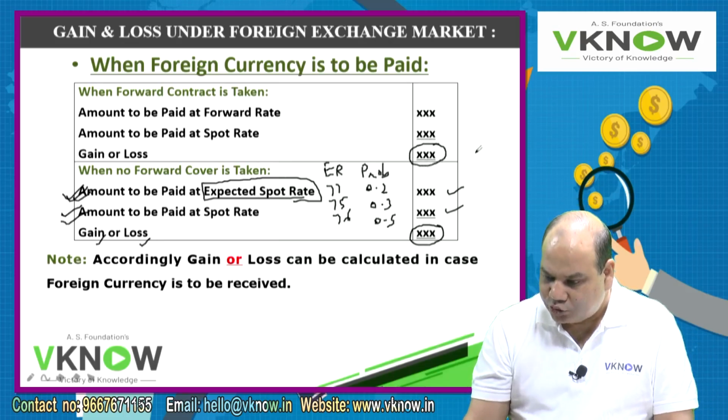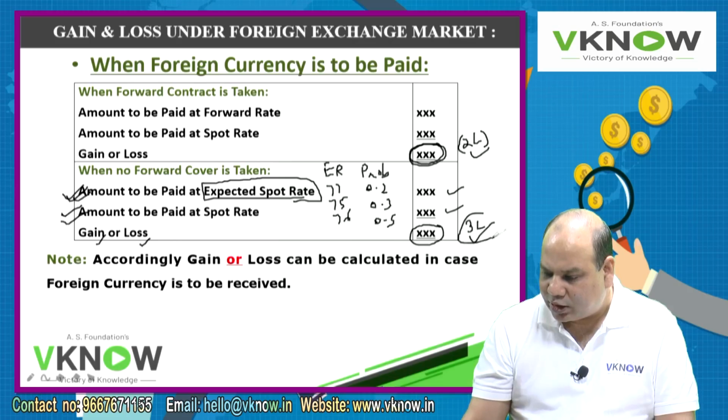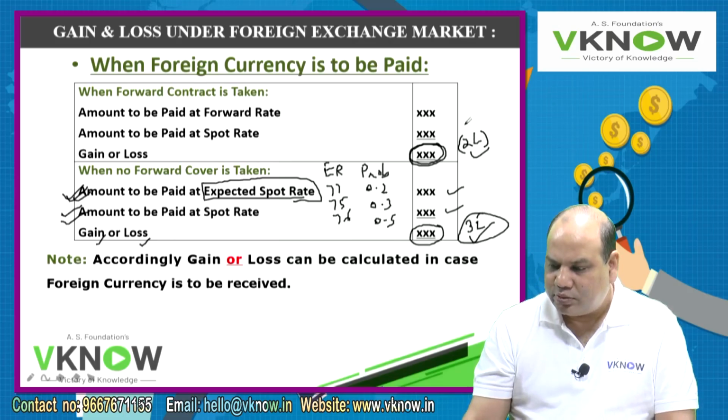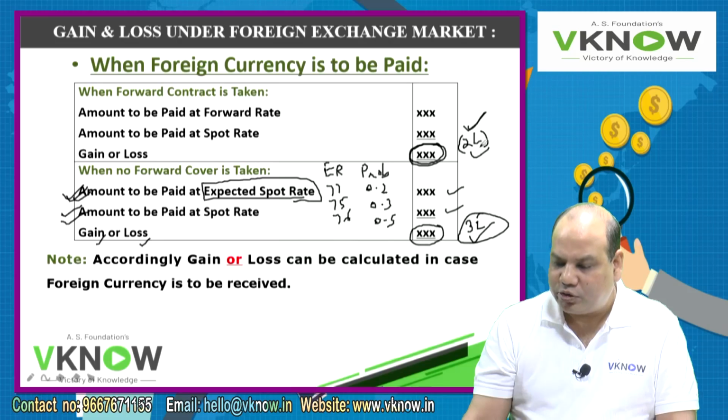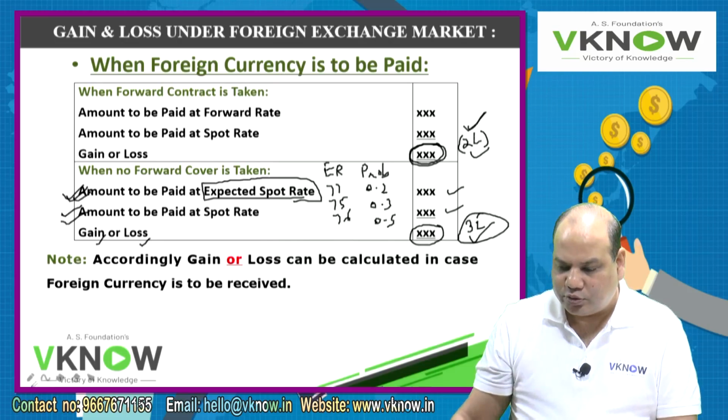Now you compare these two. If you take forward cover, suppose the loss will be 2 lakh rupees. If you do not take forward cover, suppose the loss will be 3 lakh. Then in that case your decision would be that the importer should enter into a forward contract because the expected loss is lower, right? The problem can be from the exporter's point of view also.